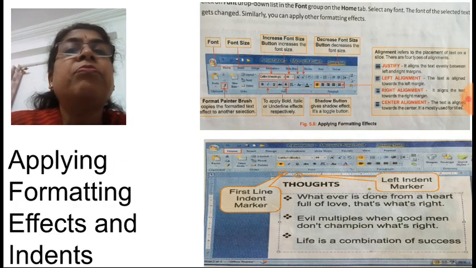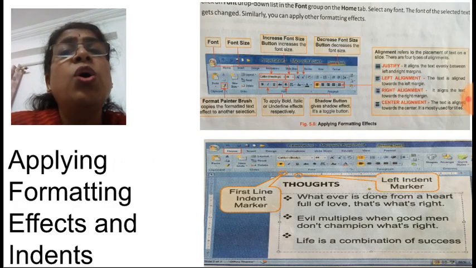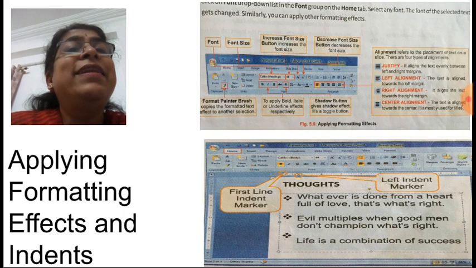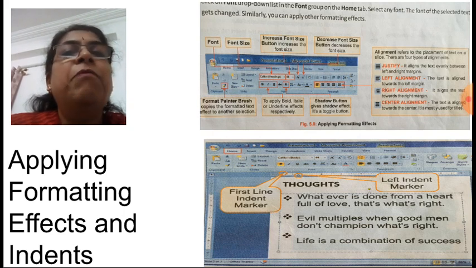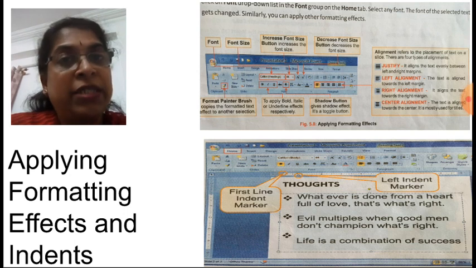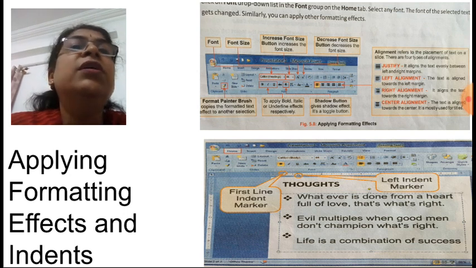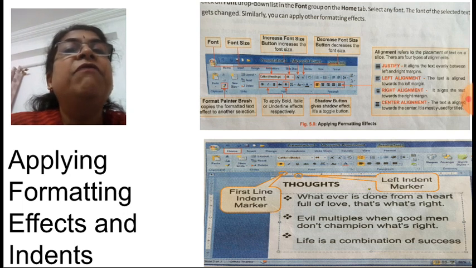After that we saw applying formatting effects and indents. Applying formatting effects for the text is done through the home tab, clipboard group, font group and paragraph group. We can change the font itself, font size, font color, then alignment of the font, and then we can give the effects bold, italic, underline. These effects also we can give for the text.